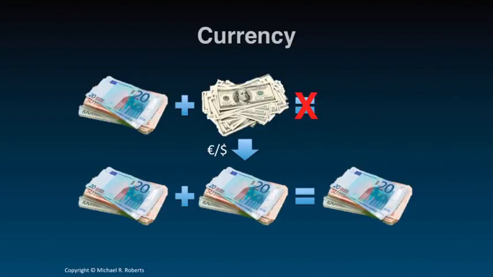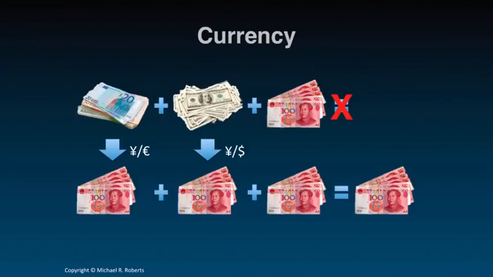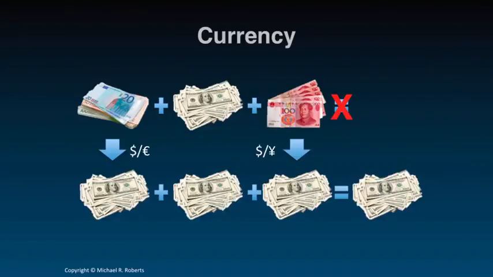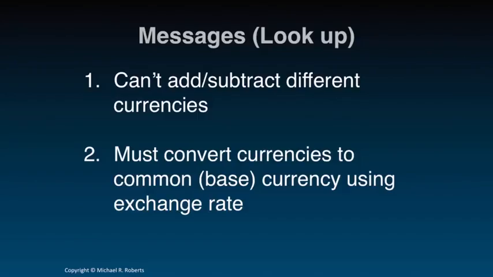And there's nothing special in this example that there's only two currencies. If I had three currencies, euros, dollars, and yuan, I would have to convert two of the currencies into one base currency, whether it's yuan, dollars, or euros, using the appropriate exchange rates in order to answer the question how much money I have, or in order to add the different currencies. So what's the message? We can't add or subtract different currencies. We have to convert the currencies to a common base currency using an exchange rate.